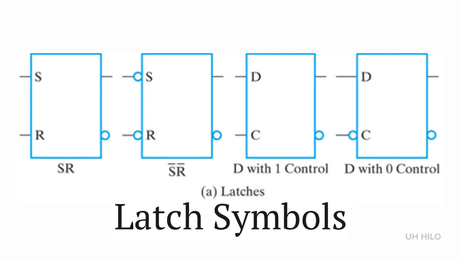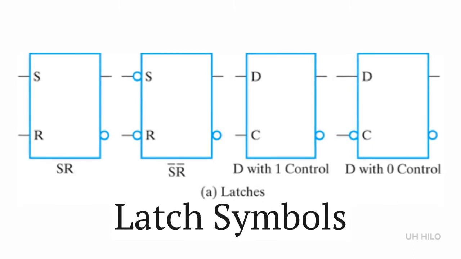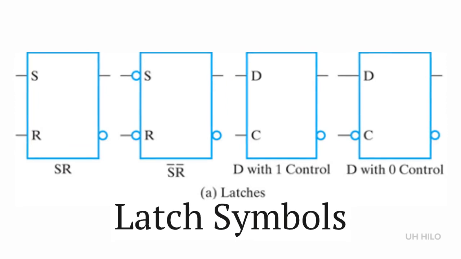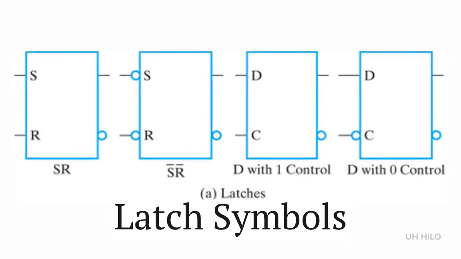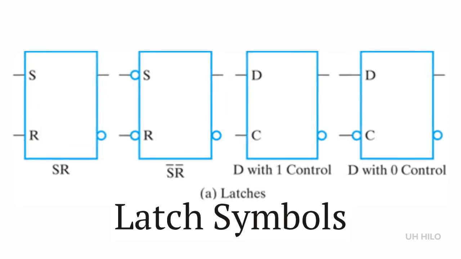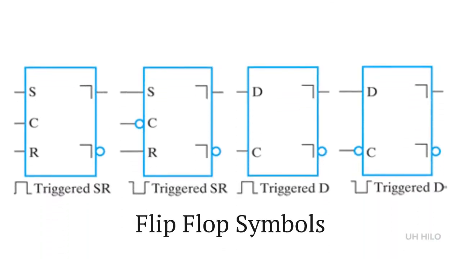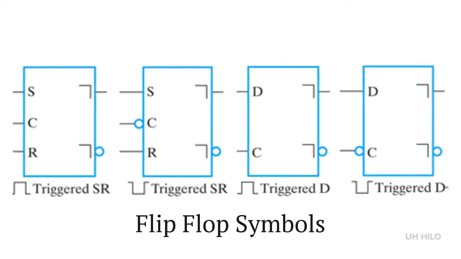In working with latches and flip-flops, there are some standard graphic symbols for these. In general, we use a rectangular block with the inputs on the left and the outputs on the right. Here we see the symbols for the SR and D latches. Now let's look at the flip-flop symbols. One output designates the normal state of the flip-flop or latch. The other, with the bubble, designates the complement output.